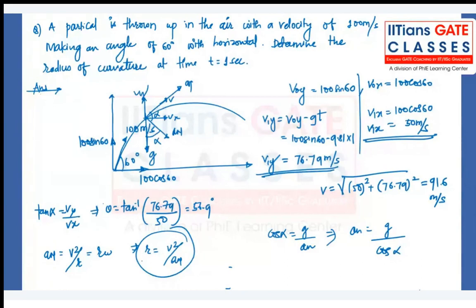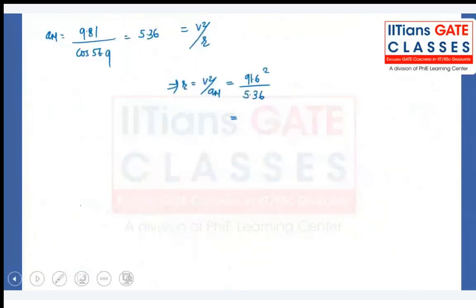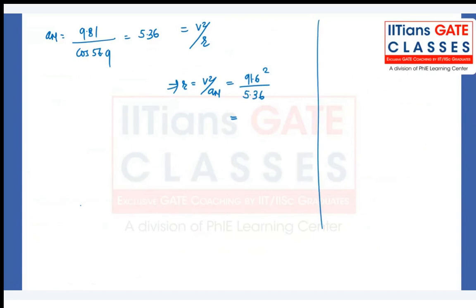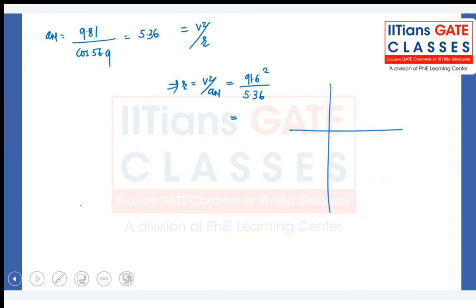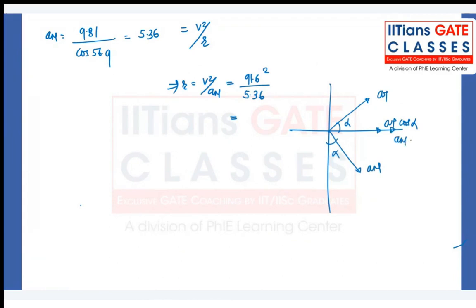See, let me explain. It will not be zero horizontally, so let me explain. What is the situation here? We got at here, which is making an angle alpha, right? So at cos alpha, and somewhere like this we have an, making an alpha, and the component of it is again an sin alpha, you can say.